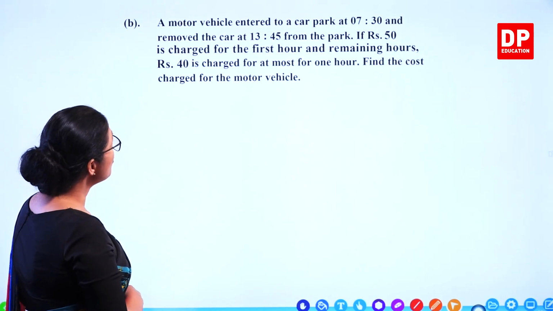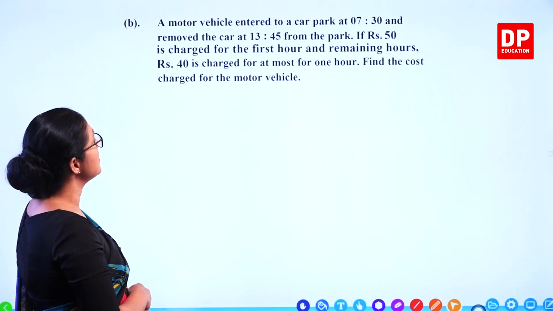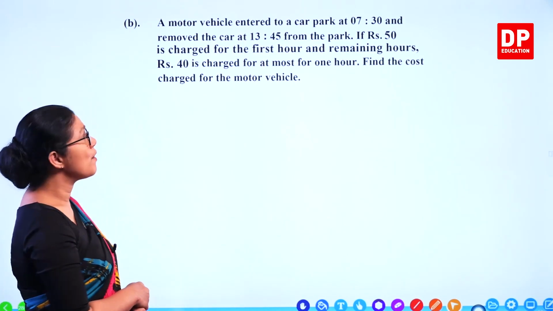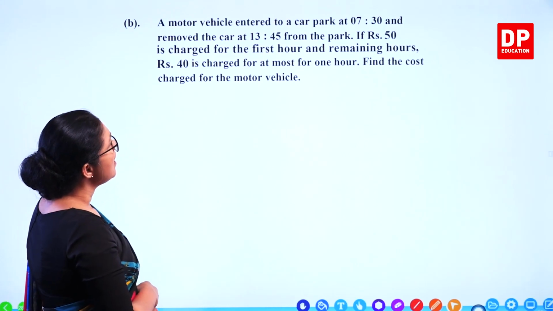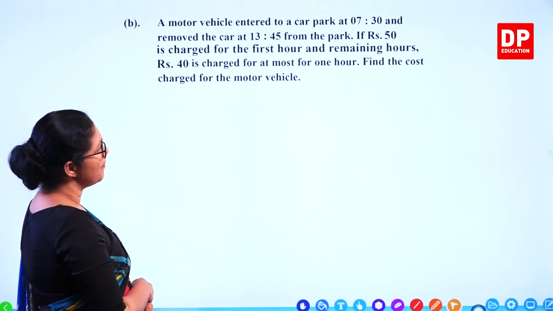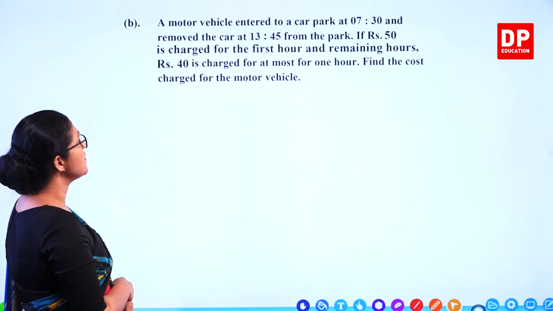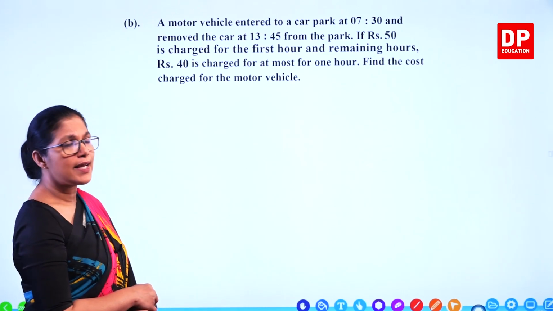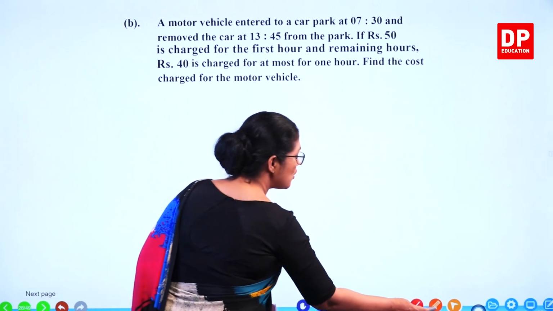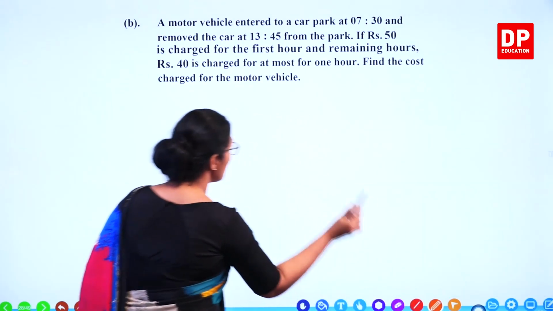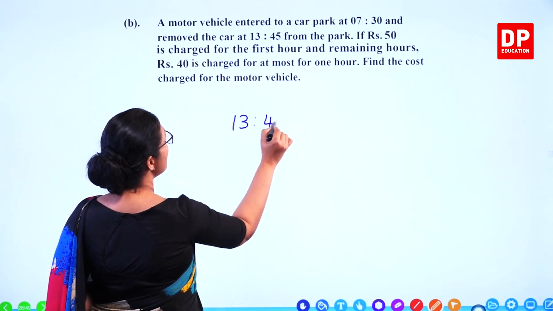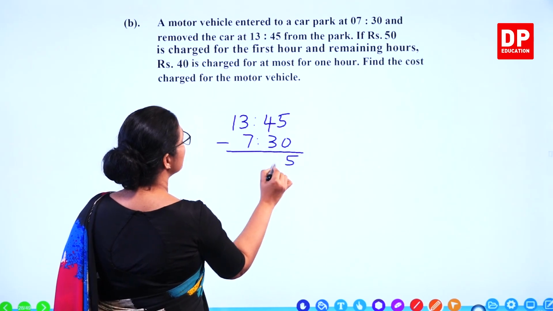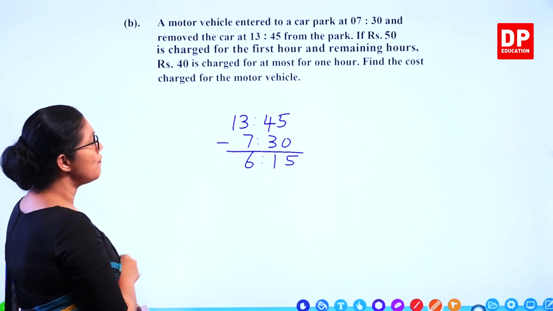Part B. A motor vehicle entered a car park at 7:30 and removed the car at 13:45, that means 1:45 p.m., from the park. If 50 rupees is charged for the first hour and for the remaining hours 40 rupees is charged for at most 1 hour, find the cost charged for the motor vehicle. So first you need to find out how many hours there are. 13:45 minus 7:30, what do you get? 6 hours and 15 minutes.